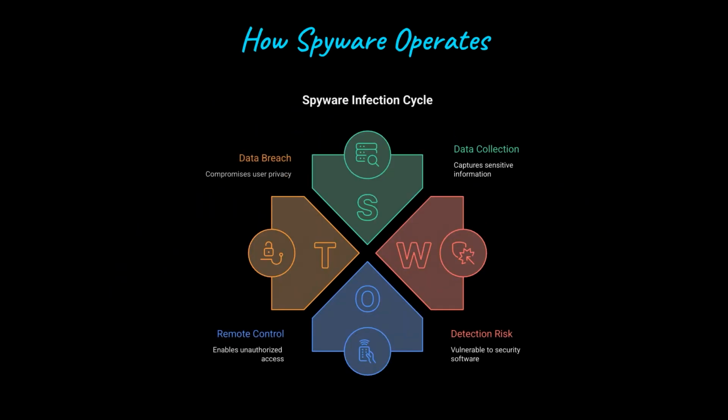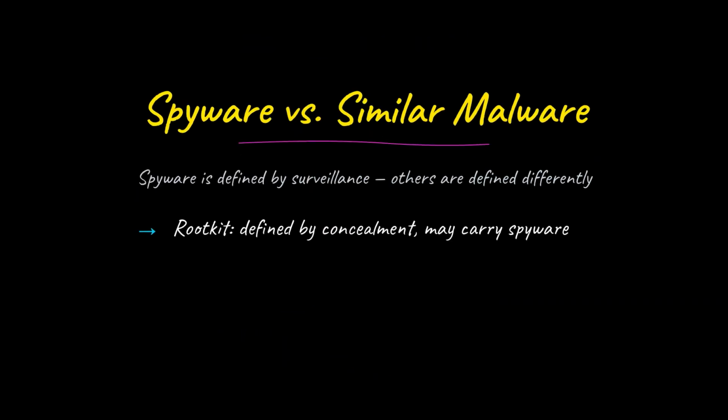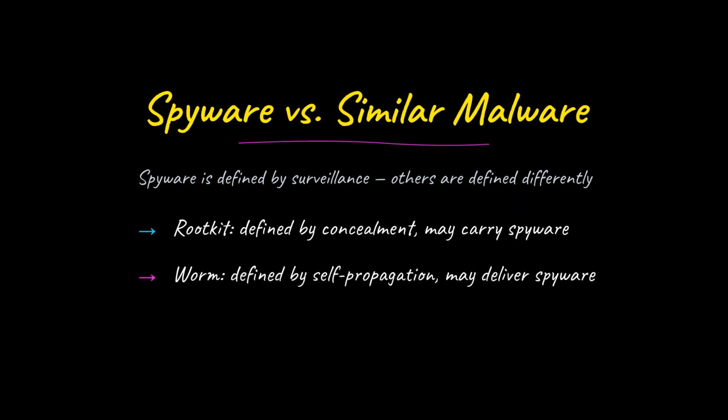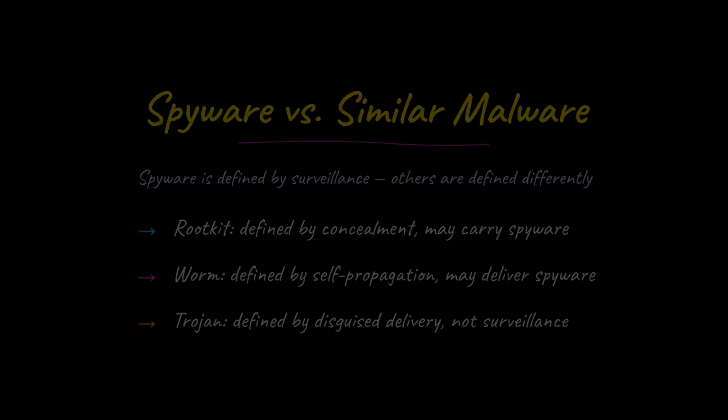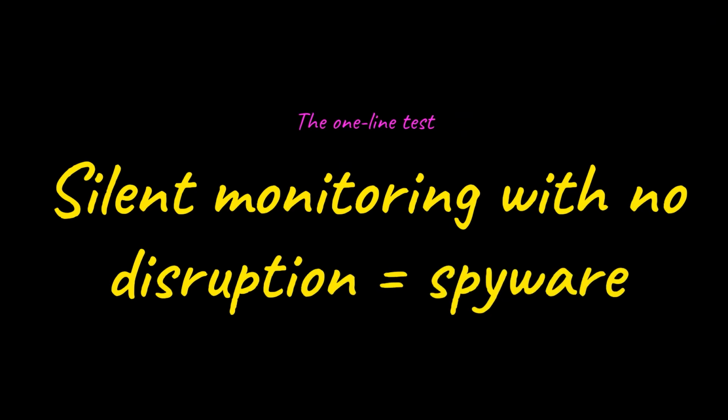Once installed, spyware establishes persistence through registry entries or scheduled tasks, silently collects targeted data, and transmits it over encrypted channels designed to blend in with normal web traffic. The key exam distinction is that rootkits are defined by hiding software, worms by spreading across networks, and Trojans by disguised delivery. Any of these can carry spyware as a payload, but only spyware is defined by the act of silent observation and reporting. When an exam scenario describes malware that watches and reports without disrupting, capturing keystrokes, exfiltrating credentials, tracking behavior, the answer is spyware.